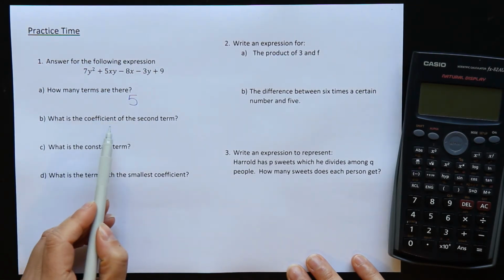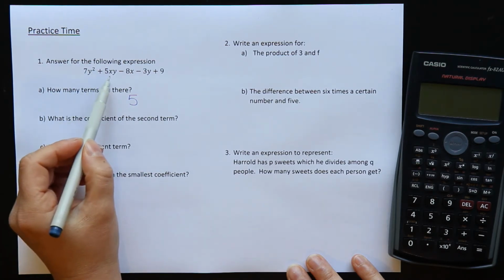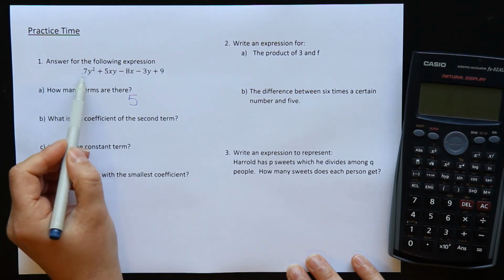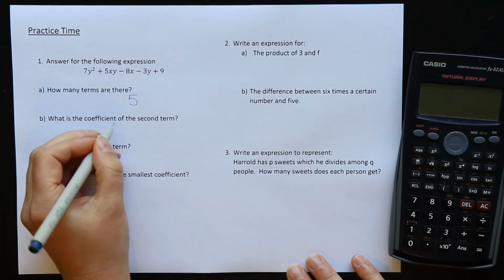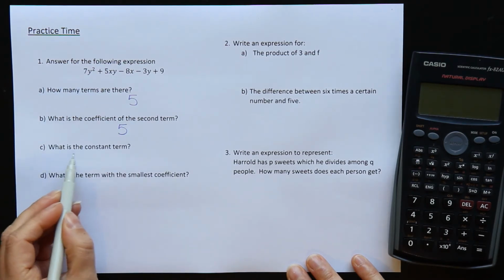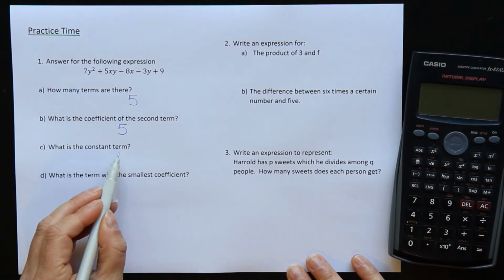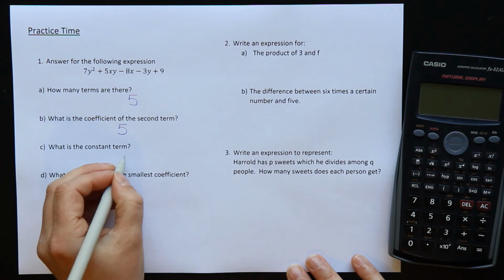What is the coefficient of the second term? Coefficient means number in front. So first term, second term, this is my second term. The number part is 5, so that's my coefficient. What is the constant term? Constant term means it has no numerals with it. It's just a number on its own, and that would be the 9 on the end.